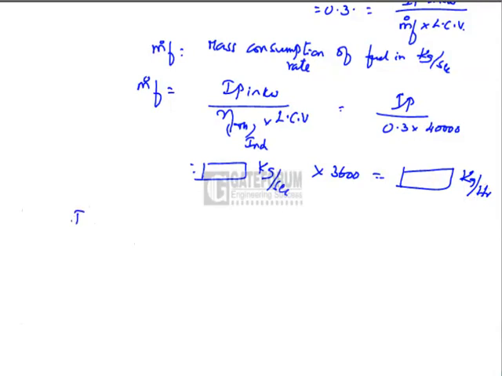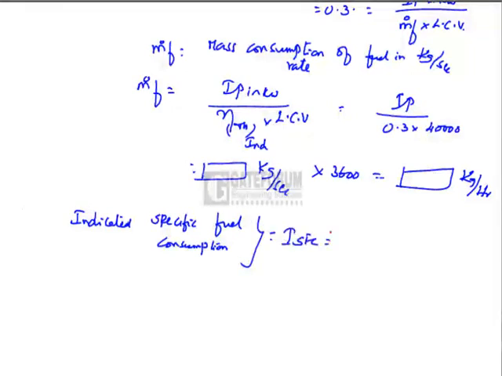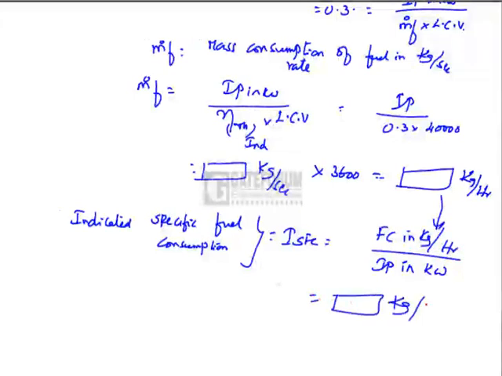The indicated specific fuel consumption, ISFC, is equal to fuel consumption in kg per hour divided by indicated power in kilowatts. Because indicated power is already calculated, and fuel consumption in kg per hour also we calculated, we can easily calculate ISFC in kg per kilowatt hour. This is hence the solution of the problem.